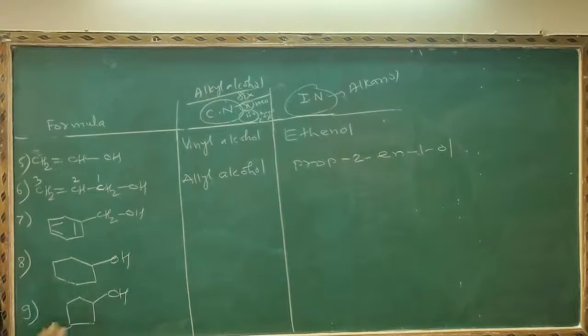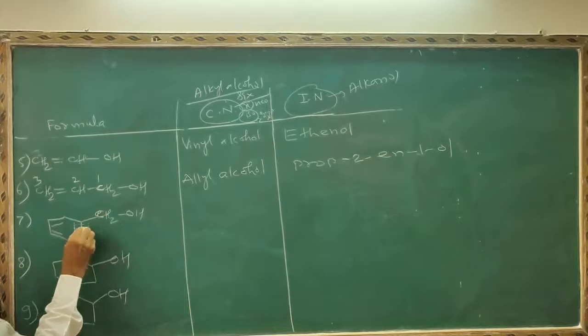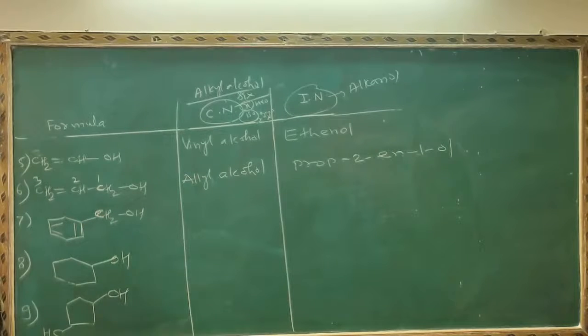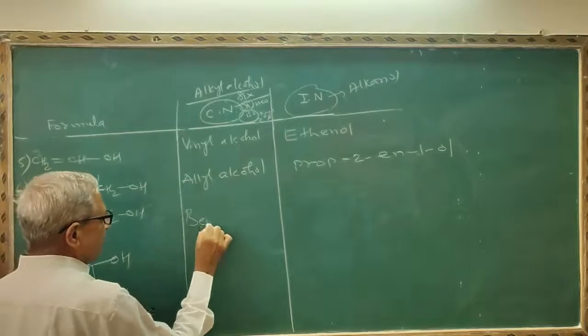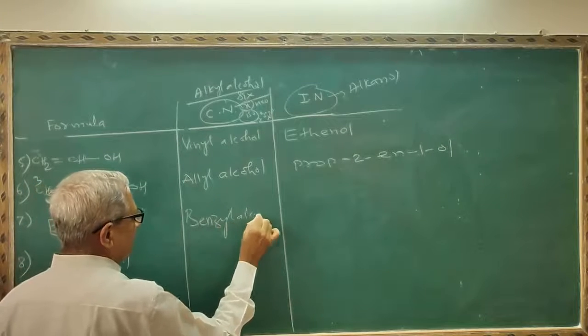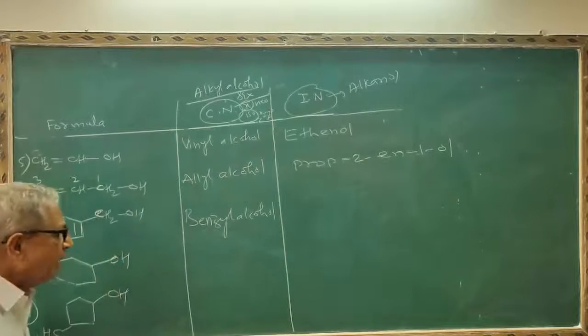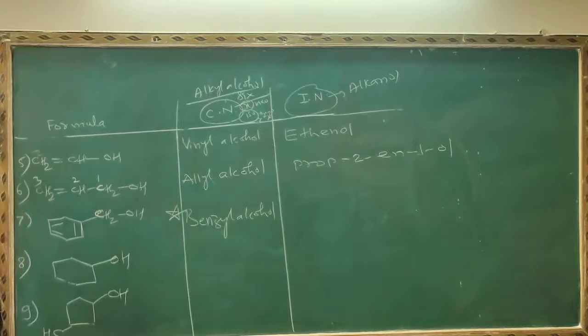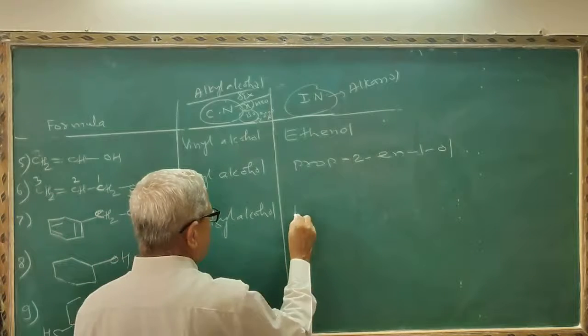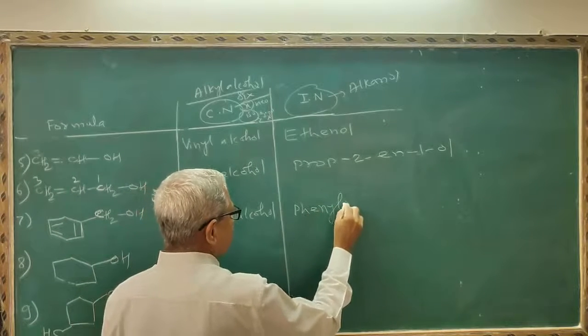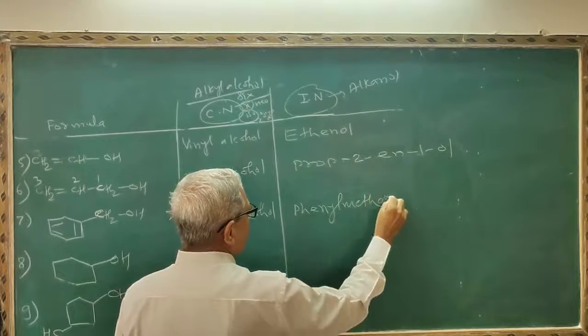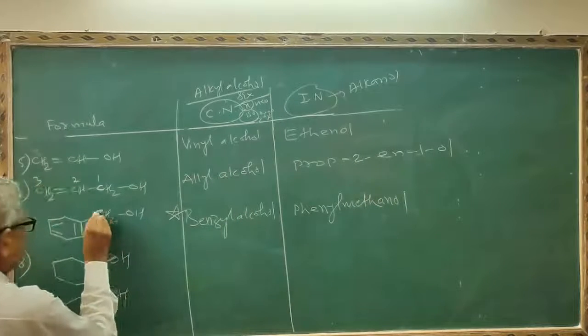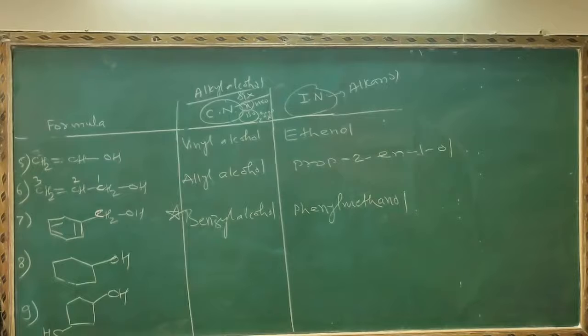Now see, what is the type of this carbon atom? A carbon atom next to the benzene ring is known as benzylic, therefore this is known as benzyl alcohol. What is the IUPAC name? This is very important. The IUPAC name of benzyl alcohol is phenylmethanol, because it contains only one carbon atom. Therefore, a derivative of methane, e is replaced by ol: methanol. Substituent is present, therefore phenylmethanol.